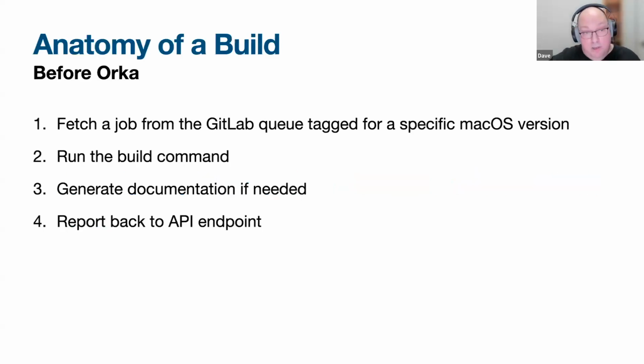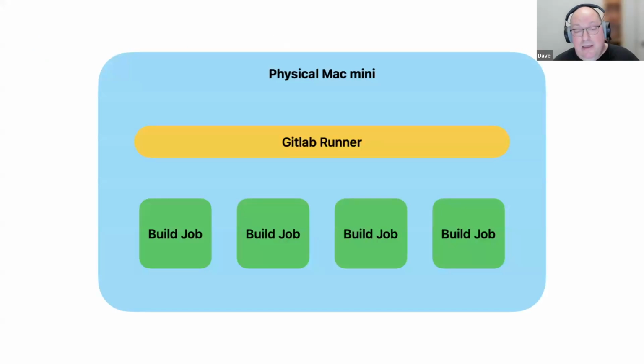So pre-Orka, what did a build look like? On those bare metal Mac machines, what would happen is they would run the GitLab runner, and they would fetch a job from GitLab tagged for that specific machine. They'd run the build command, they'd generate the documentation, and they'd report back to the API endpoint on the Swift Package Index. So that looks a little bit like this.